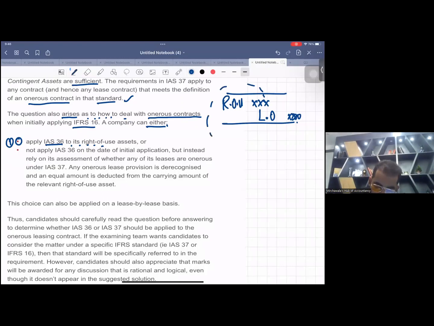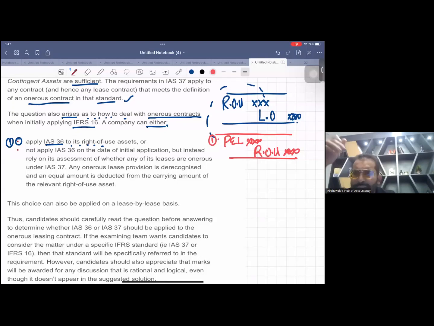Impairment entry will be P&L debit and that asset credit. This is for requirement number 1. P&L debit and ROU credit. This will be the impairment entry, and we all know how to calculate impairment. I'm not going into that detail. How to calculate impairment is a separate issue. But this is how you will make the entry for impairment.